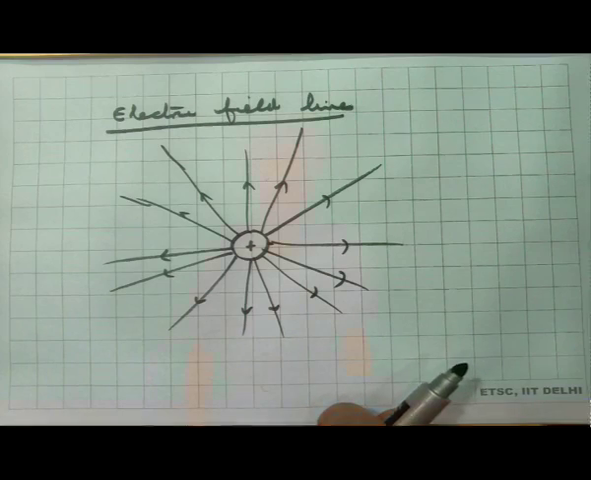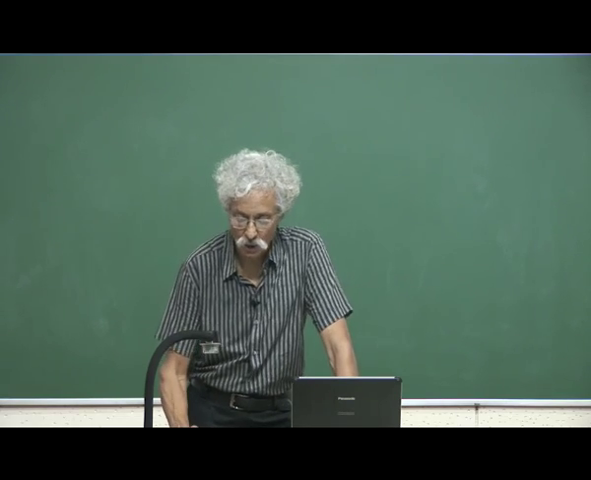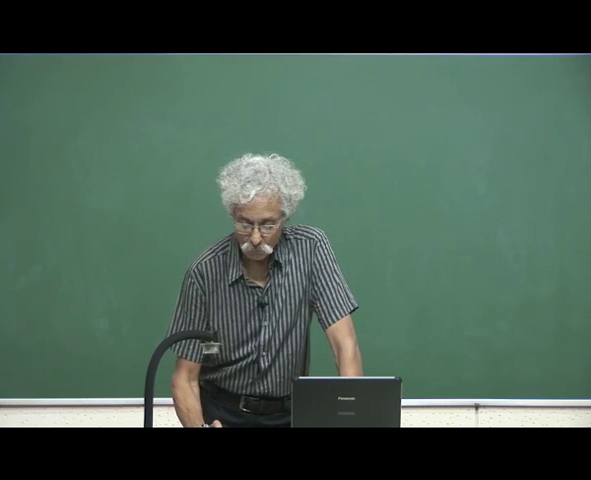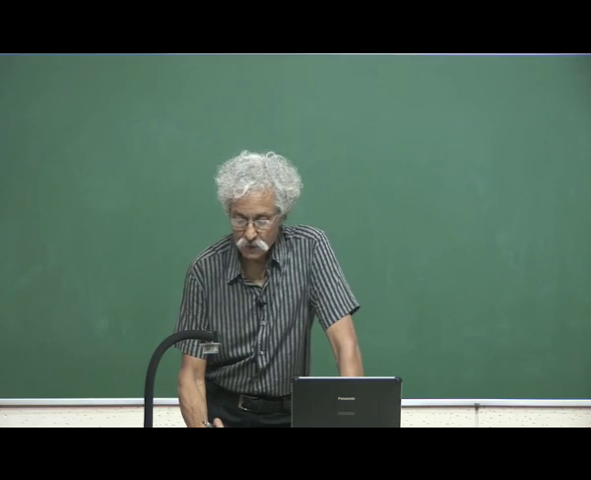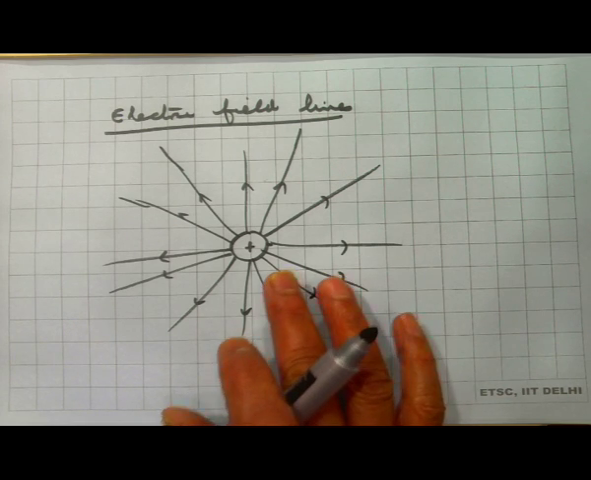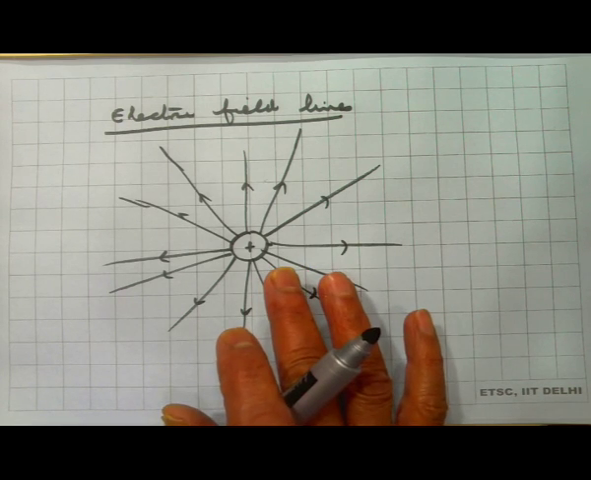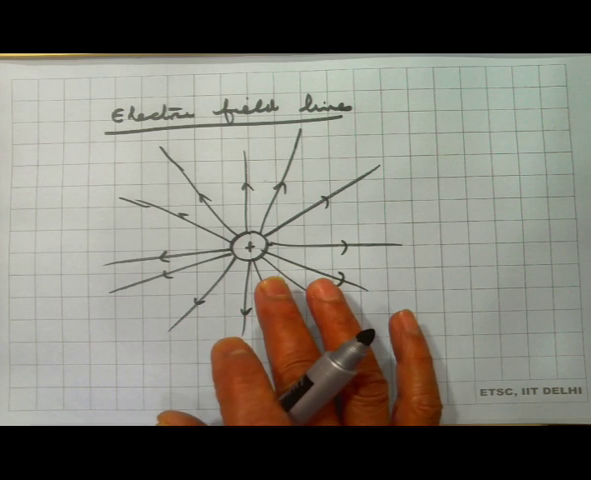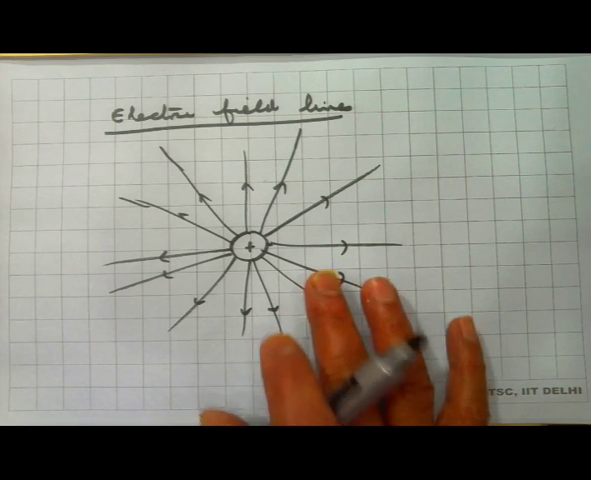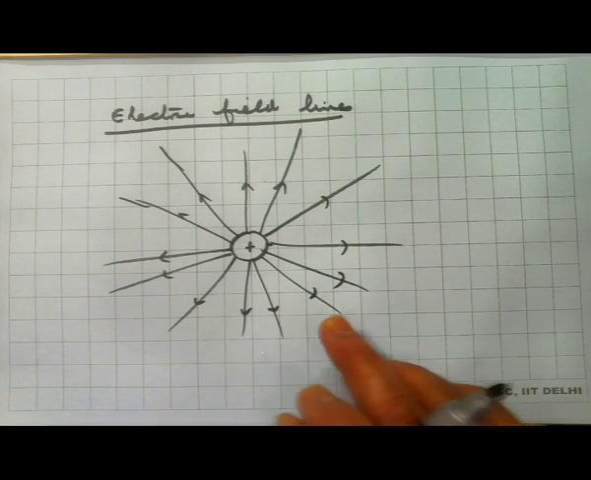Now, how many lines do I draw? I can draw any number of lines. If you have a very thin pencil, you can draw a large number of lines, depending on the energy you have, but one must make sure that there is consistency. So, if I draw 20 lines for a charge of 1 nanocoulomb, I must draw 40 lines for a charge of 2 nanocoulomb. I must draw 60 lines for a charge of 3 nanocoulomb. So, I must make sure that the number of lines I draw is consistent with the charge. So, larger charges will have a larger number of lines starting.